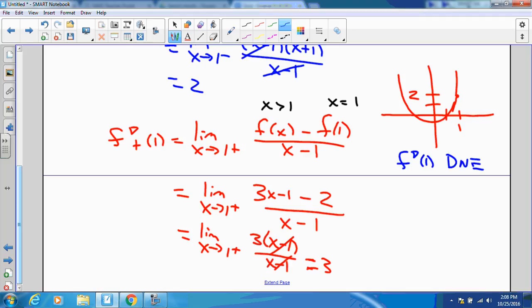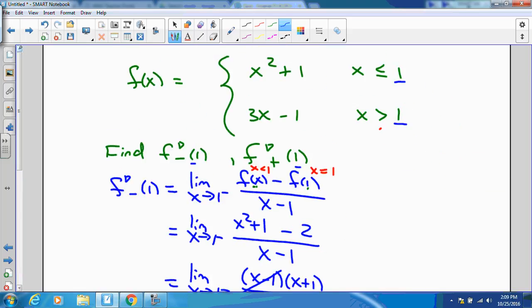Because my derivatives from left and right are different values, f prime of 1 does not exist. Yes, sir. f prime of 0 is easy because at x equals 0, my function is simply the quadratic polynomial x squared plus 1. f prime of 0 is equal to 2 times 0, which is 0.